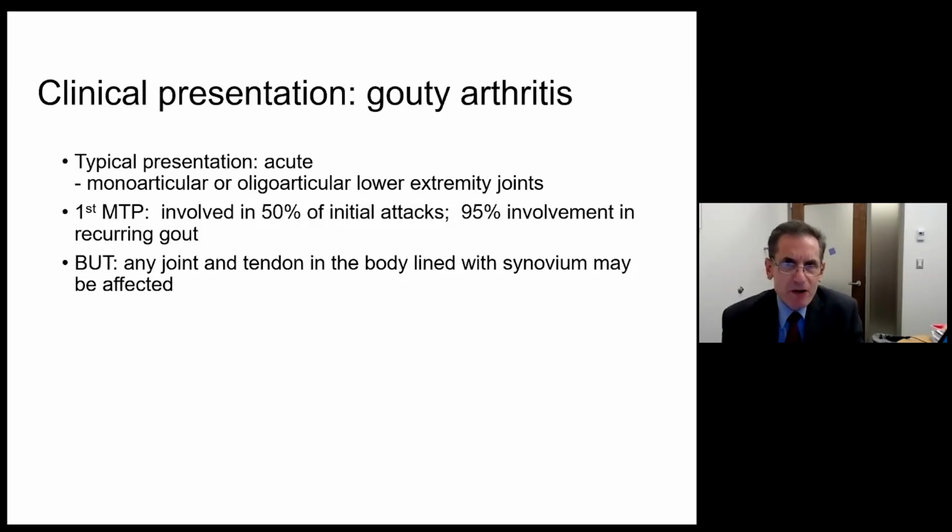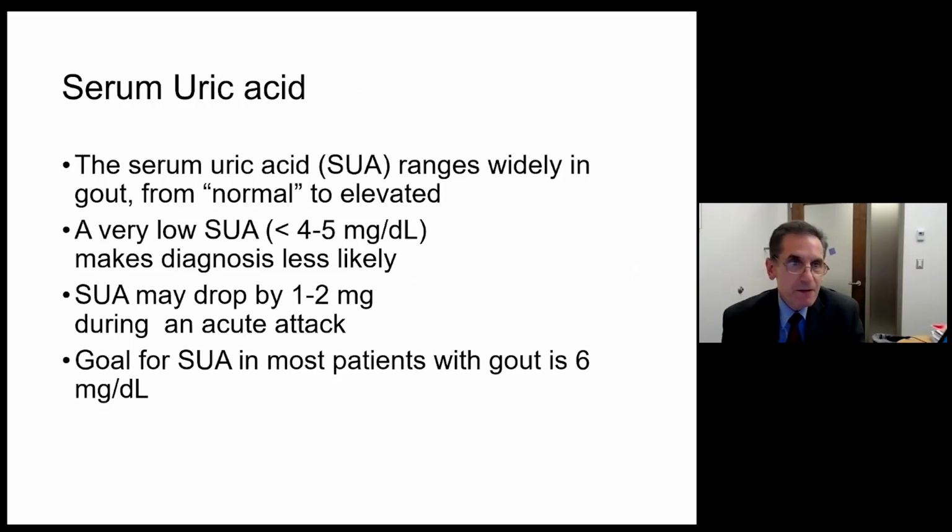So let's move to gouty arthritis. What are the clinical presentations that are most common? Typically, it's an acute process. It's usually monoarticular or oligoarticular, typically in the lower extremities. The first MTP is involved in 50% of the initial attacks, and 95% of involvement results in recurrent gout in the first MTP. But it's important to note that any joint and tendon in the body lined with synovium may be affected.